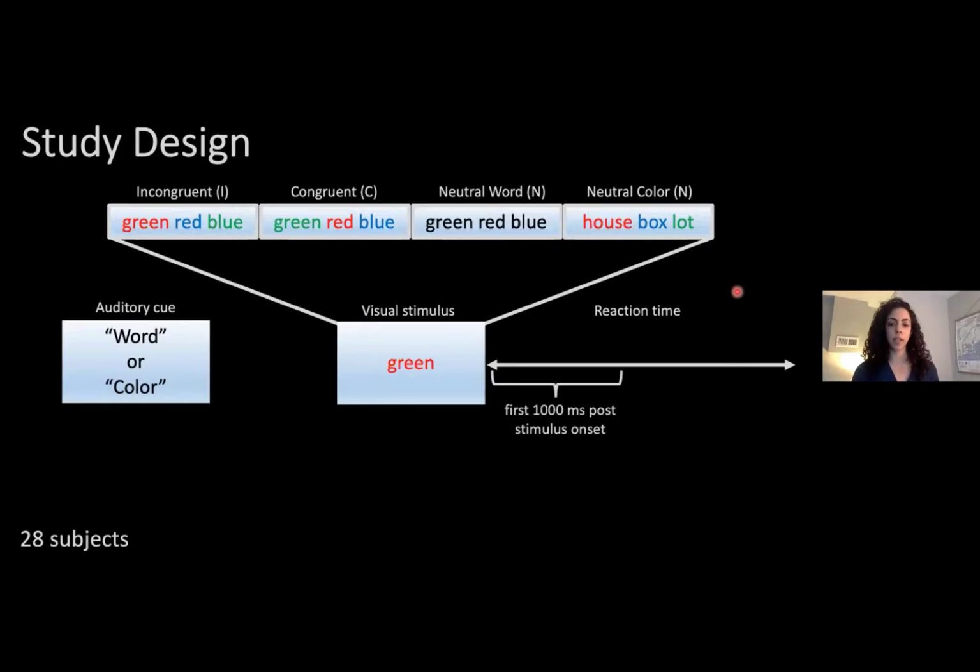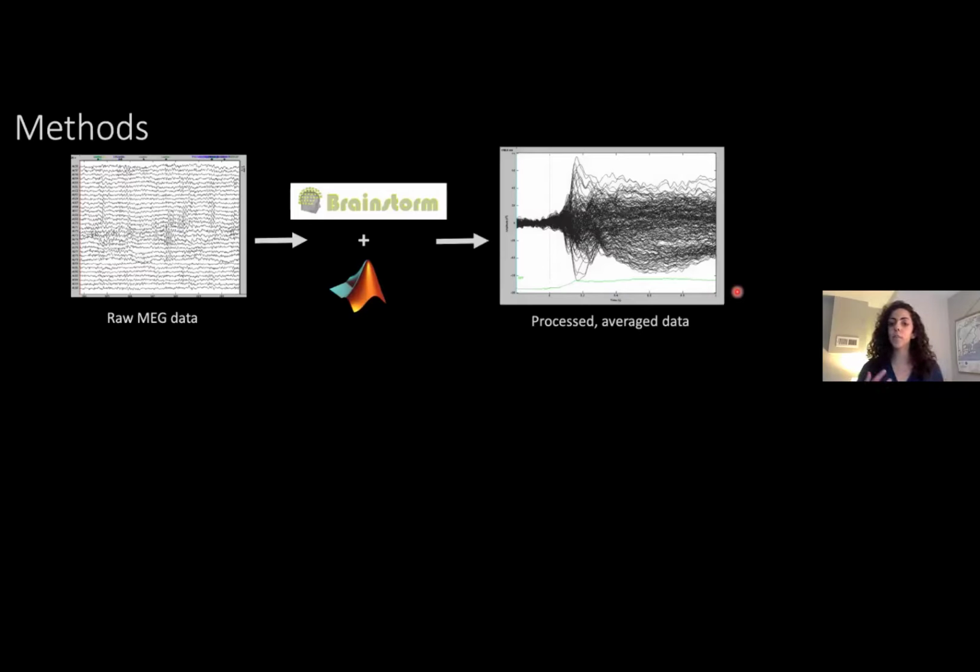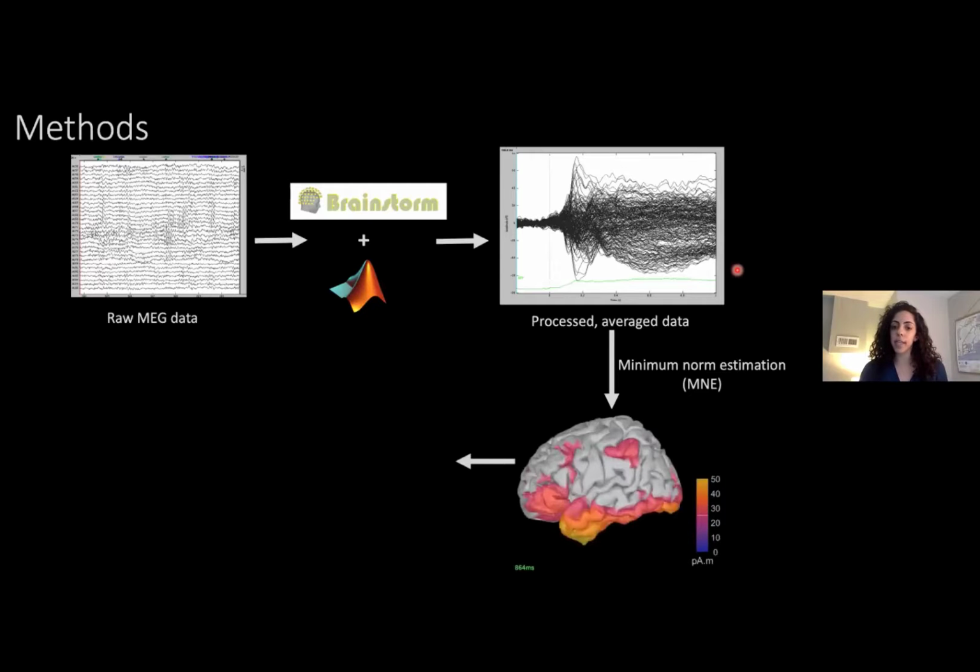milliseconds post-stimulus onset. The raw MEG data was then inputted into Brainstorm. It's an MEG analysis program that's fully interfaced with MATLAB. And we then took the data from our 28 subjects, we processed it, filtered it, removed any artifact or bad filters, and then averaged the data. The waveforms here that are detected at the sensor level can then be kind of reverse engineered or traced back to their estimated sources in the brain using minimum norm estimation, or MNE. MNE allows us to then visualize these estimated sources on a cortical model as shown here.